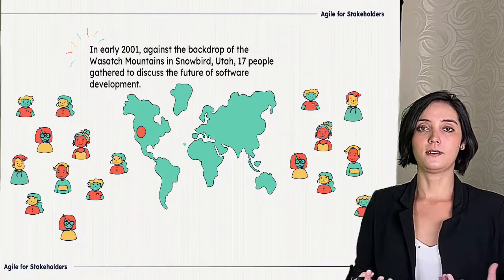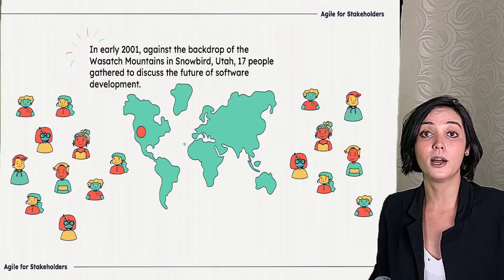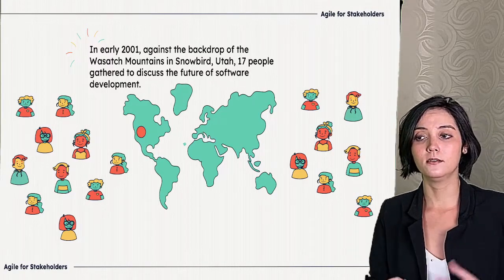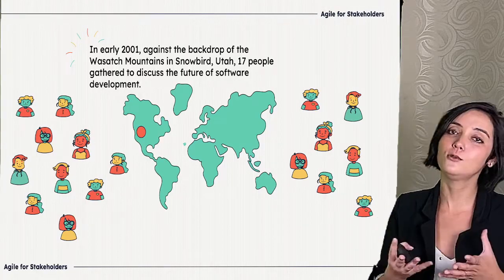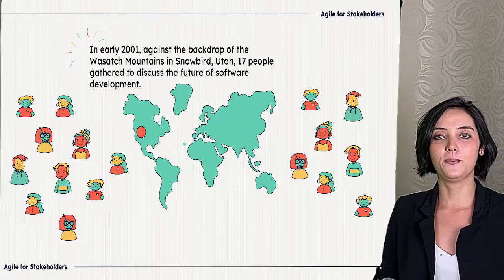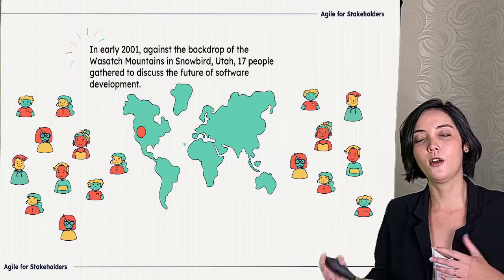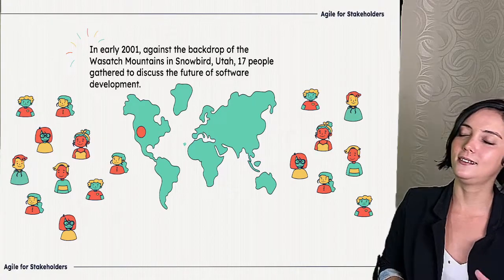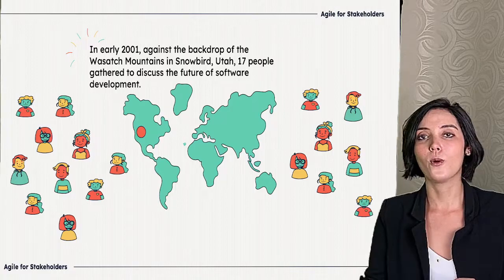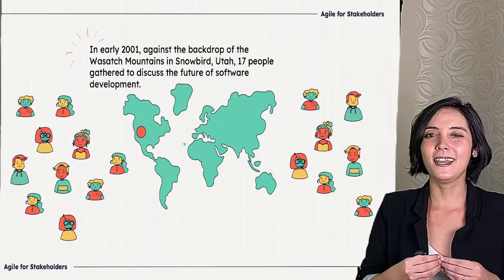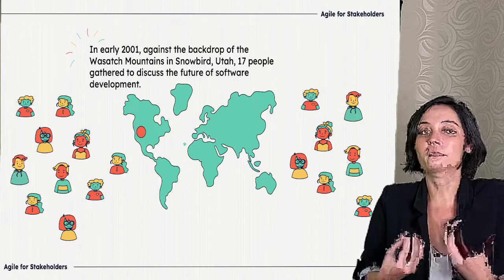Just to give a context about when Agile comes and what we are talking about, in early 2001, against a backdrop of Wasatch Mountains in Snowbird, Utah, United States, 17 people, not random people, gathered to discuss the future of software development between wine and ski. So the 17 people, not random, because they were already working with Agile, but they did not have a word or did not have agreement about it.